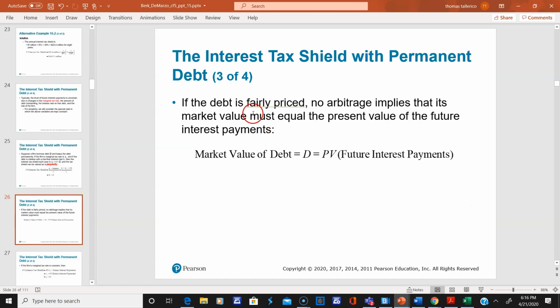All right, so now the debt. They say it's fairly priced, there's no arbitrage. That means that nobody can make a risk-free profit, right? And its market value has to, by law, equal the present value of the future interest payments. So the market value of the debt, D, the current market value, has to be the present value of the future interest payments, right?